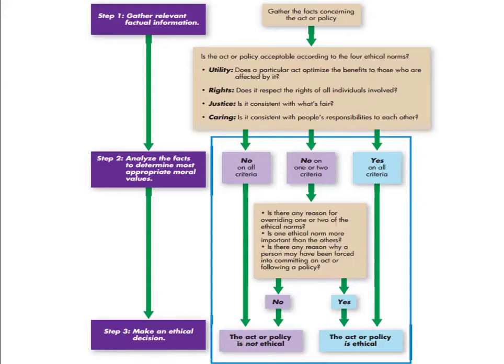And I want you to consider 4 norms and the issues that they entail. First one here, and you can see this in the top left, these are utility, rights, justice, and caring. And there's some simple questions you can ask yourself when you're looking at these 4 ethical norms. With utility, ask yourself, does a particular act optimize the benefits to those who are affected by it?